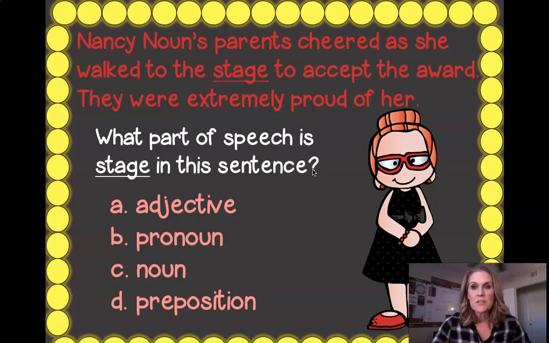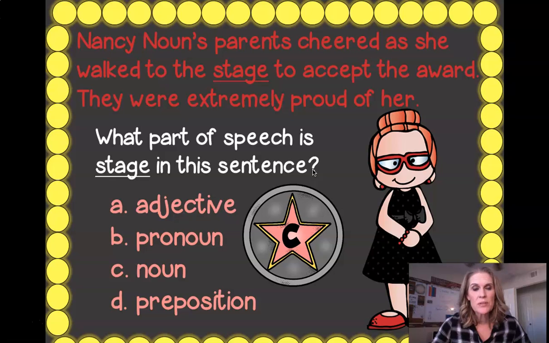Nancy Noun's parents cheered as she walked to the stage to accept the award. They were extremely proud of her. What part of speech is the word stage in this sentence? Is it A, adjective, B, pronoun, C, noun, or D, preposition? What do you think? Do you think it's C, noun? Stage is a thing. Remember, nouns are person, people, place, or thing.